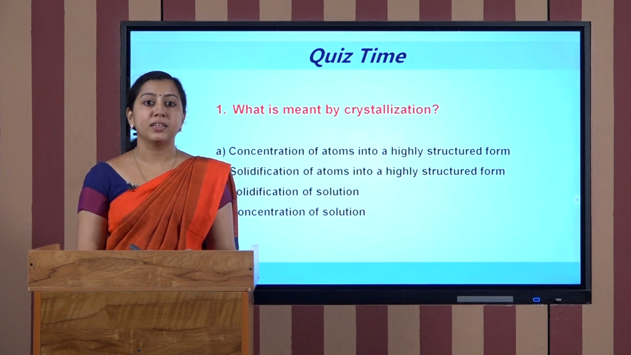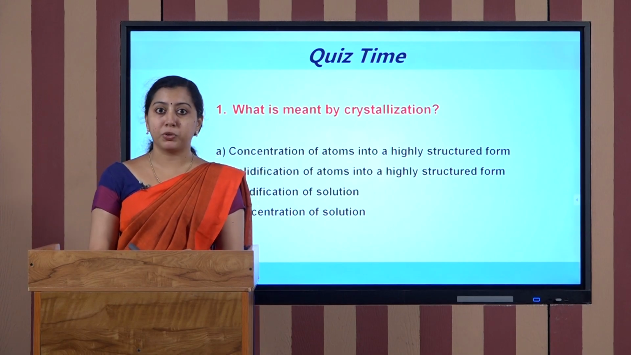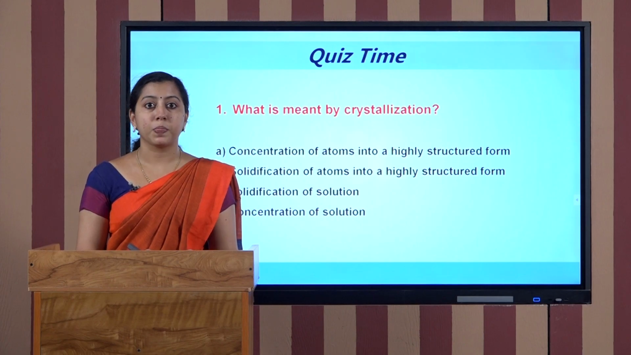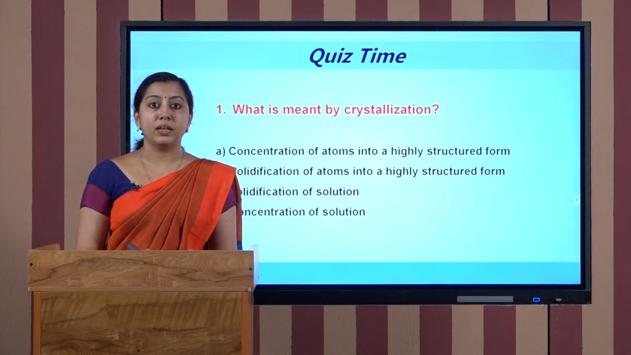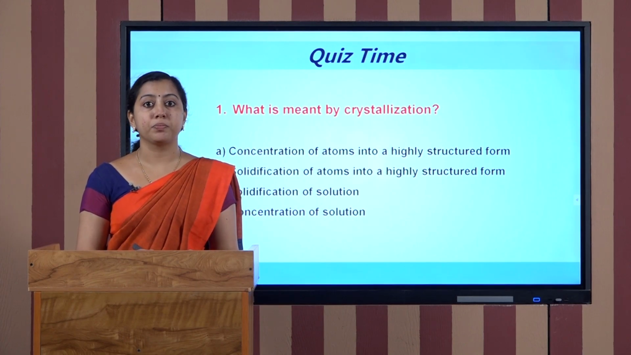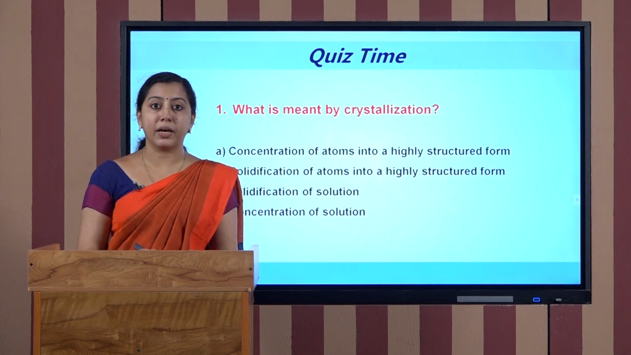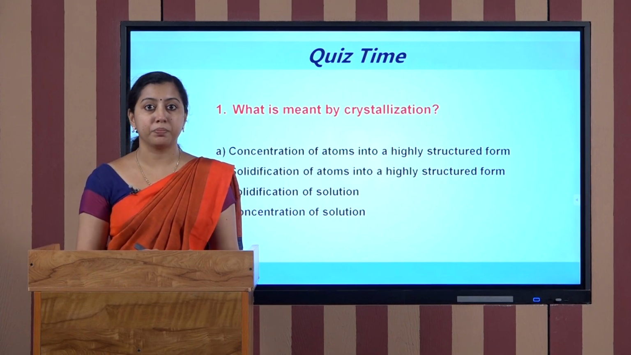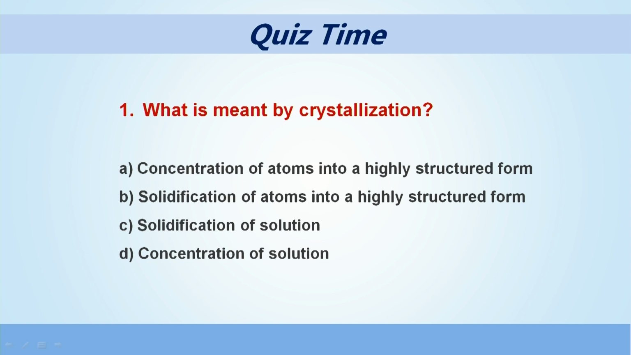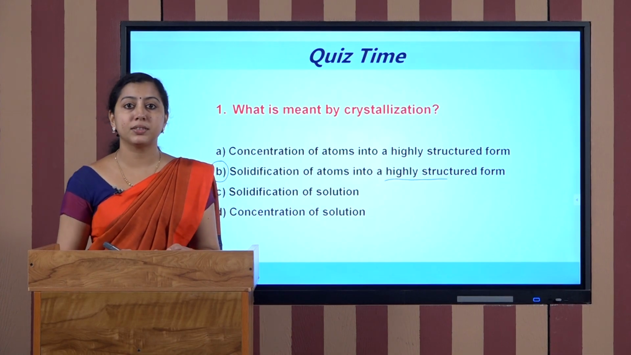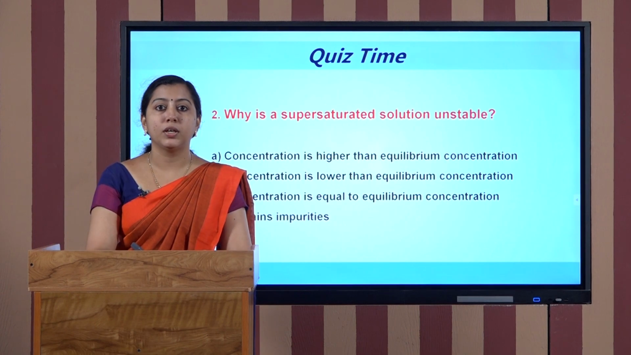We have seen that crystallization is a process in which atoms will arrange themselves in a well-ordered manner and precipitate out. So, the correct answer is option B, that is solidification of atoms into a highly structured form or a well-organized form. Now, we will move on to the second question.